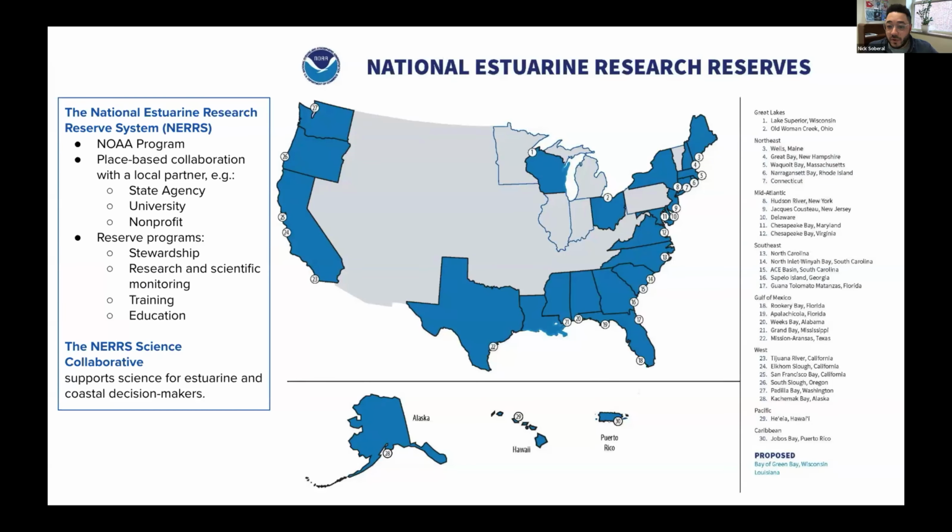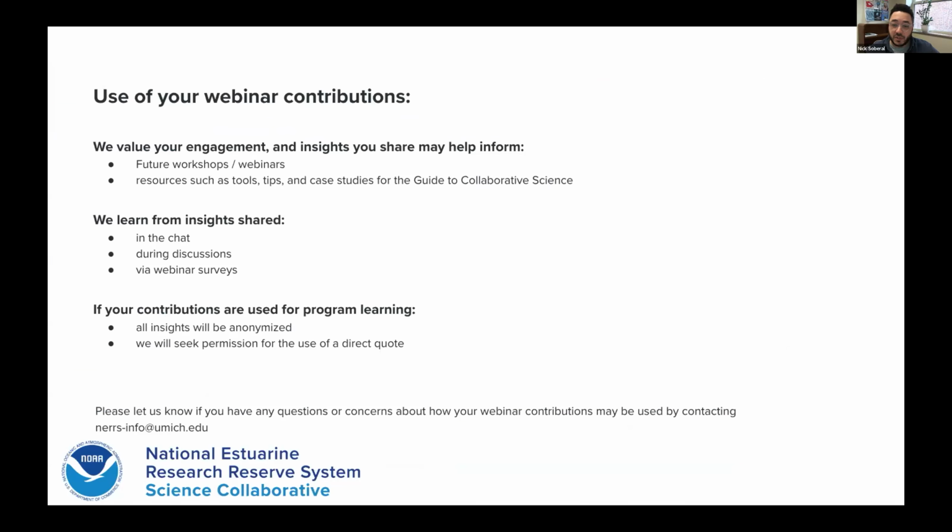One important way we meet this goal is by sharing these collaborative science accomplishments publicly through a variety of channels, including this webinar series, Collaborative Science for Estuaries, which features project teams supported by the Science Collaborative program staff and partners. Webinars are both a way for us to share project impacts more broadly and also a really valuable learning opportunity for our program. Insights from speakers and participants like you can help inform how we support others in doing collaborative science, for example, in the development of future workshops and webinars, or resources such as tools, tips, and case studies for our open access guide to collaborative science, which can be found on our website.